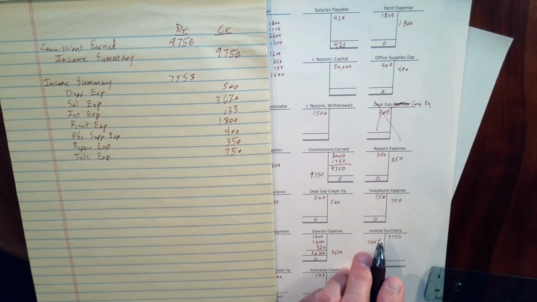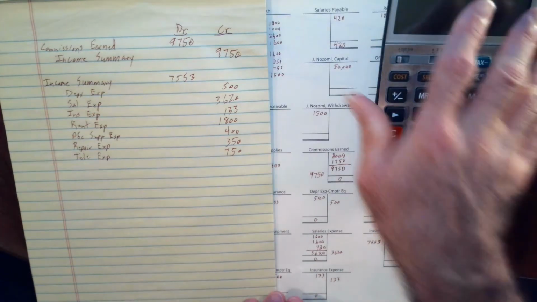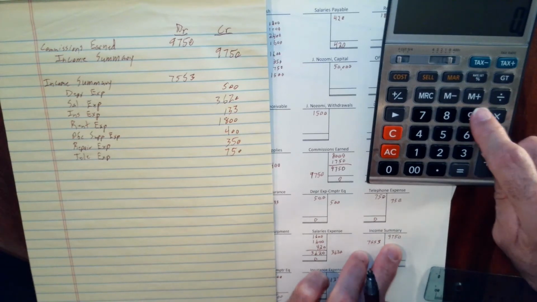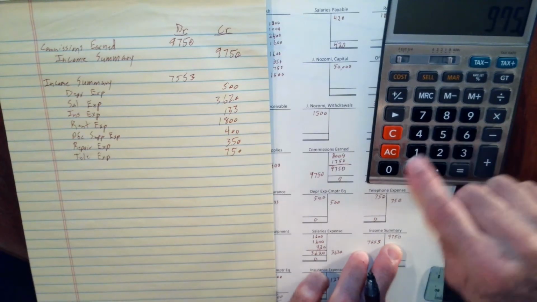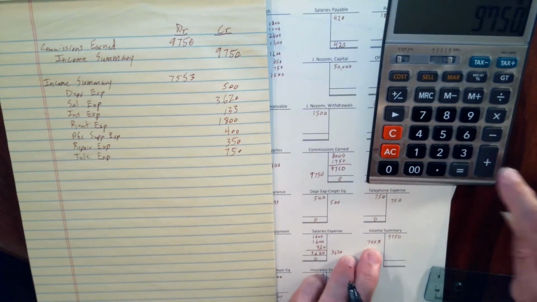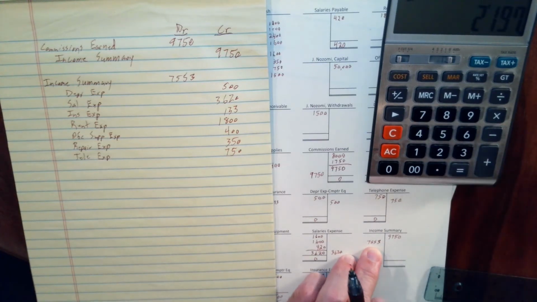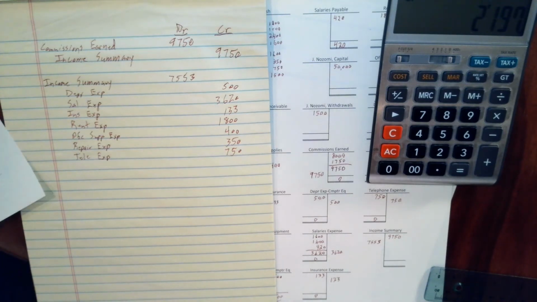So I could go back to my income statement and take another look at what my net income came out to be, or I could simply calculate it. 9750 minus 7553 is 2197. Let me just double check real quick. 2197, that was my net income.